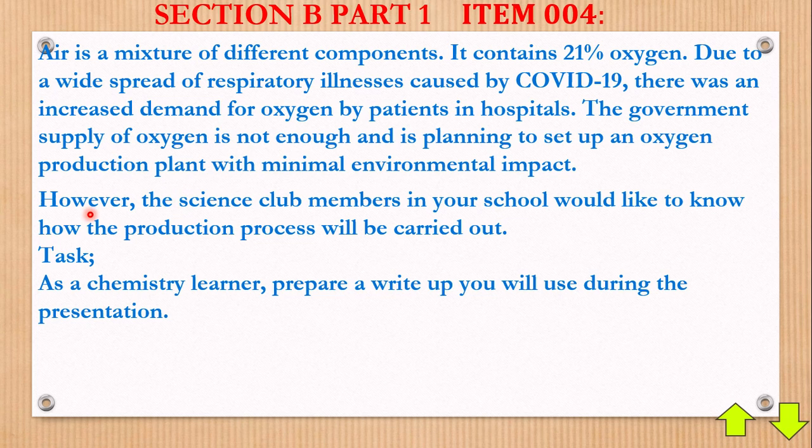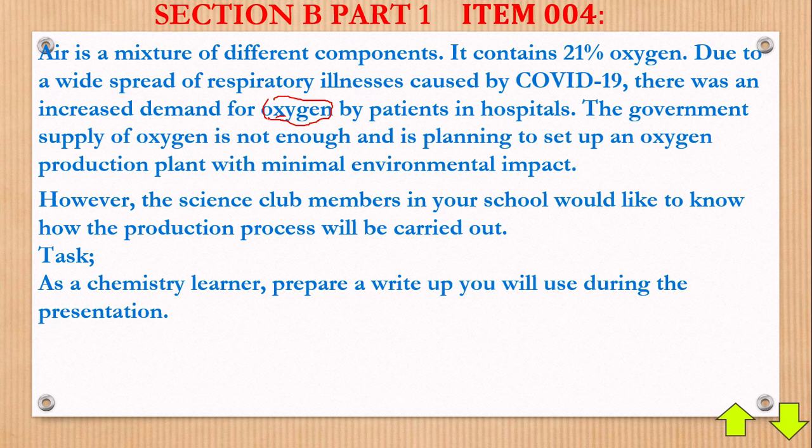Let's proceed. The science club members in your school would like to know how the production process will be carried out, of course, remember, to produce oxygen. Task: as a chemistry learner, prepare a write-up you will use during the presentation. In our write-up, we're going to look at how oxygen can be produced.